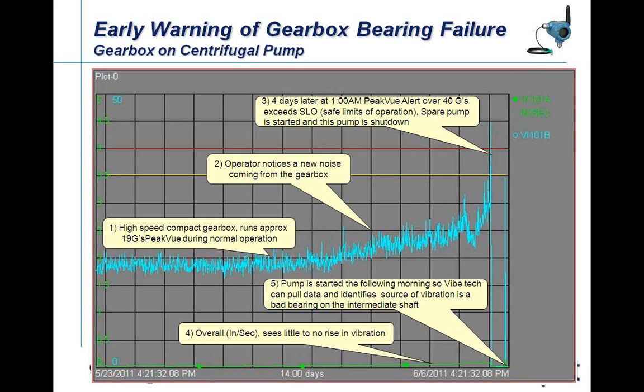at 19 Gs. In this case, this customer is running alarm limits and an operating procedure that requires operations to move to their backup pump in the event that they go into alarm condition, which is what occurred here. And so the operator turned the pump off and moved to the spare pump. The next day, the vibration analyst was able to come in and do a full analysis on the pump and identify that it was a bearing problem on the intermediate shaft of this gearbox.